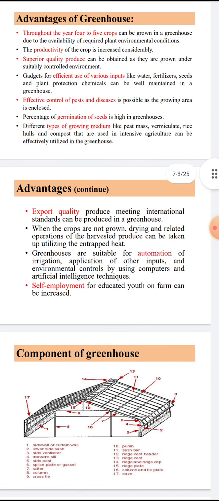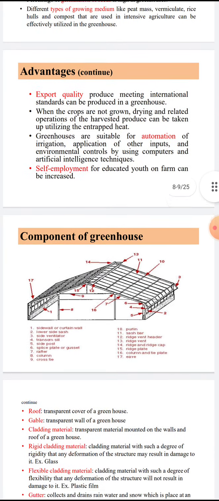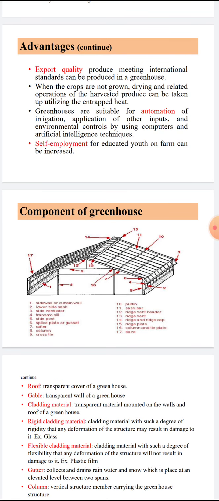Export quality produce meeting international standards can be produced in greenhouses. When the crops are not grown, drying and related operations of harvested produce, meaning post harvest practices, can be carried out by utilizing the entrapped heat. Greenhouses are suitable for automation of irrigation, application of other inputs, and environmental controls by using computers and artificial intelligence techniques. Self employment for educated youth on farm can be increased. Then we are going to study the components of greenhouses.